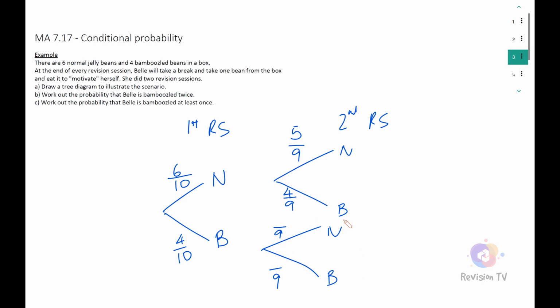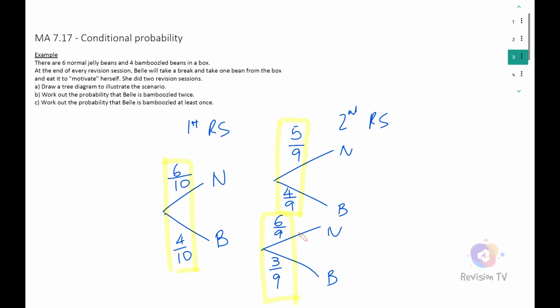The way to remember is just remember one thing. The branches in a tree will always add up to 1. So you can see these add up to 1. 6 over 10 plus 4 over 10 will be 1. 5 plus 4 over 9 will also be 1. Now for the second branch, the bamboozled branch, the first time we pick a bamboozled, therefore there were still 6 normals in there. But if we pick bamboozled the first time, 4 minus 1, there'll be 3 left. Of course, this will also add up to 1.